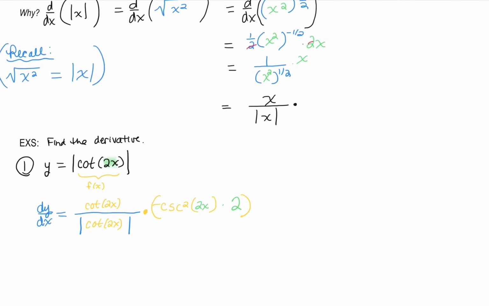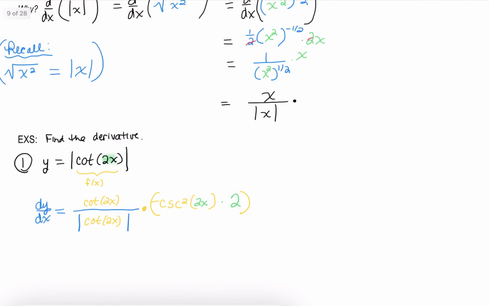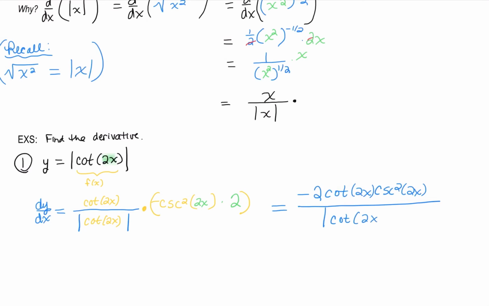All right, so that's our derivative, and I'm just going to leave it like that. Maybe I just clean it up and say negative 2 cotangent of 2x cosecant squared of 2x, all divided by the absolute value of cotangent of 2x. We could maybe clean that up a little bit. Cotangent is cosine over sine, and cosecant is 1 over sine, so we could maybe combine some of those. I don't know if it would really look a whole lot better than this, so we're just going to leave it just like that.